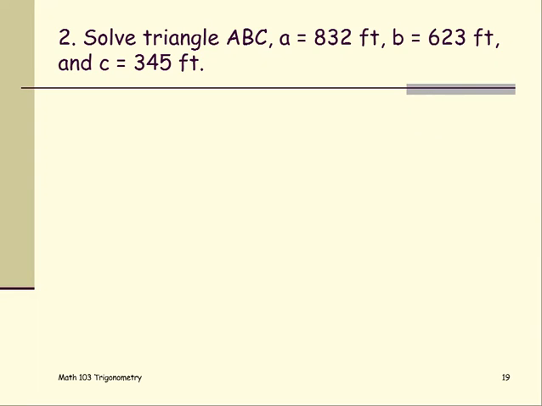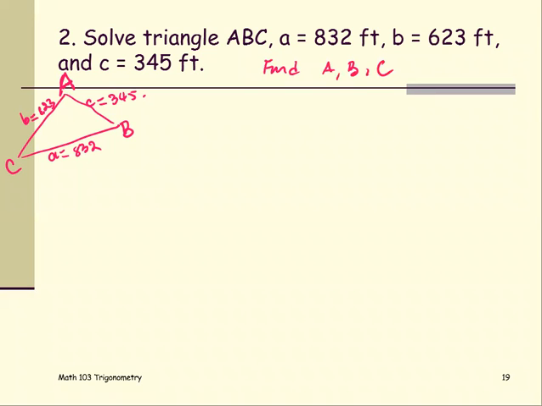Here is another case of a problem involving the law of cosines, where the three sides are provided. So a is 832 feet, b is 623 feet, and c is 345 feet. Angle C here, angle A right there, and angle B. The missing parts are the angles A, B, and C. We're going to find A, B, and C.